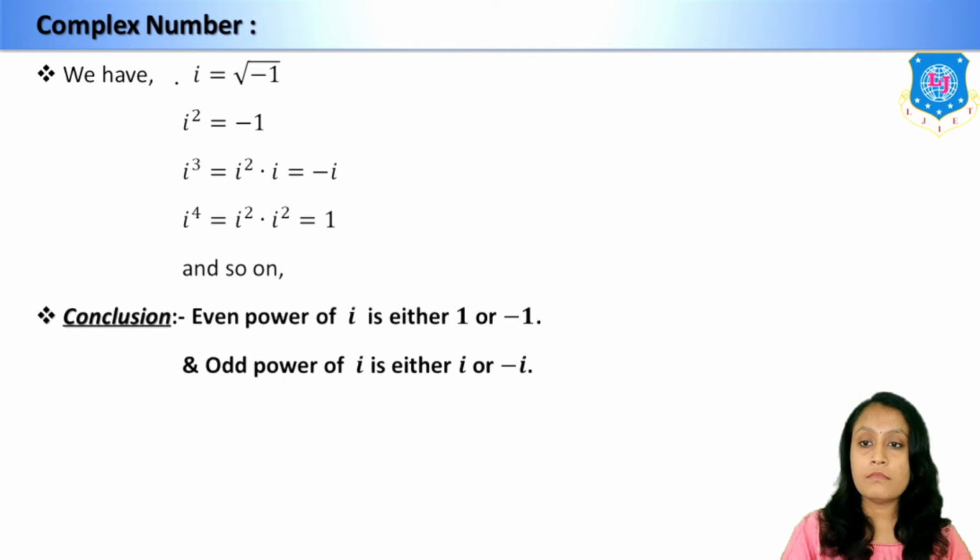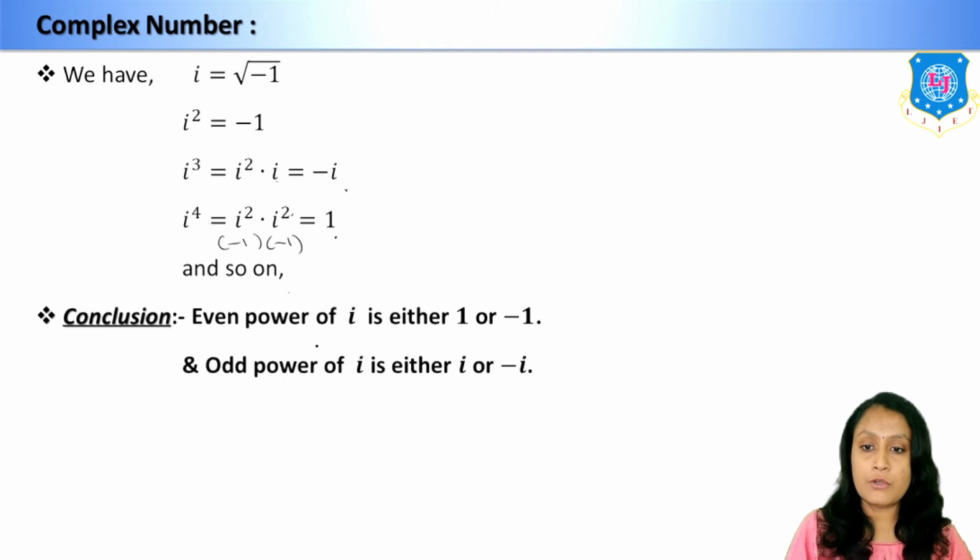Now we know that i is under root minus 1, so square them, so i square is minus 1. Now i cube is i square into i, but we know the answer of i square is minus 1, so here i cube is minus i. Then i raised to 4, that is i square into i square, so this is minus 1 into minus 1, so answer is plus 1, and so on.